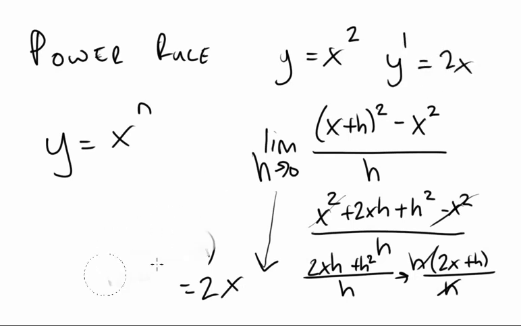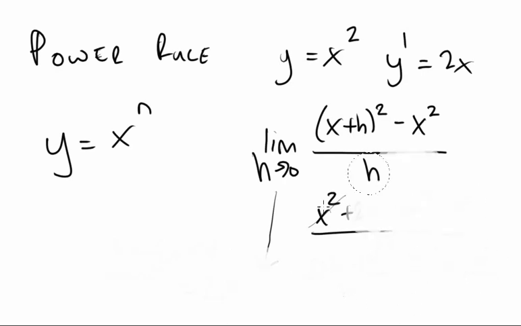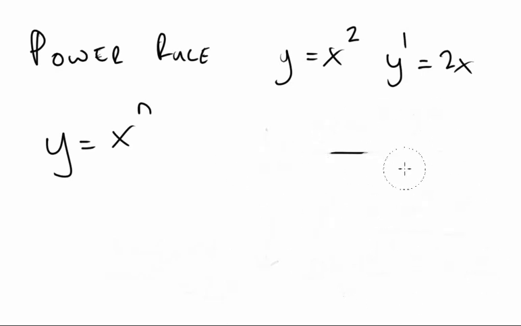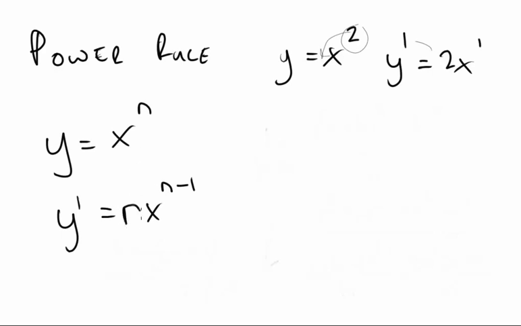Okay, so let's see if we can figure out what happened. Well, one thing that happened is that our power of x decreased. Here our power of x was 2, and now our power of x is 1. So y prime is going to be x to the, that's one thing that's going to happen. We're going to subtract 1 from our power of x. But also this 2 is here. Now where'd that 2 come from? Well, it came from right there. It just moved to the front. So we're also going to take that n and put it in the front. And here's your power rule.